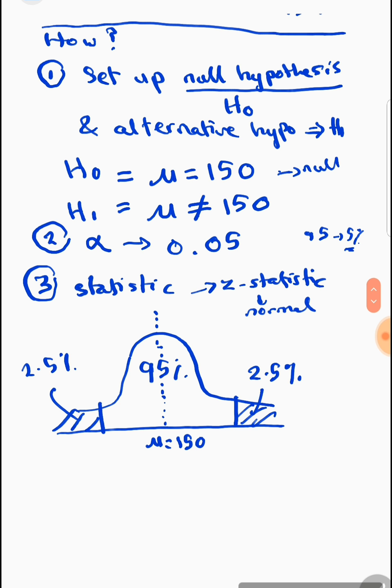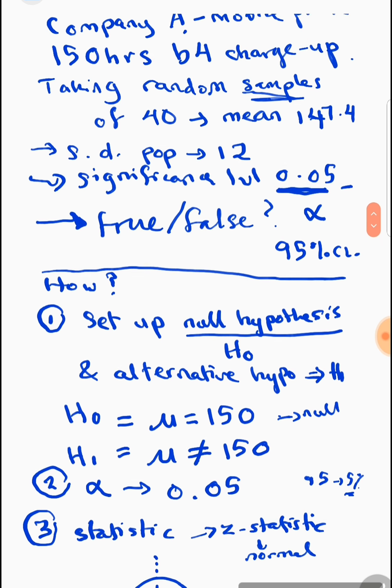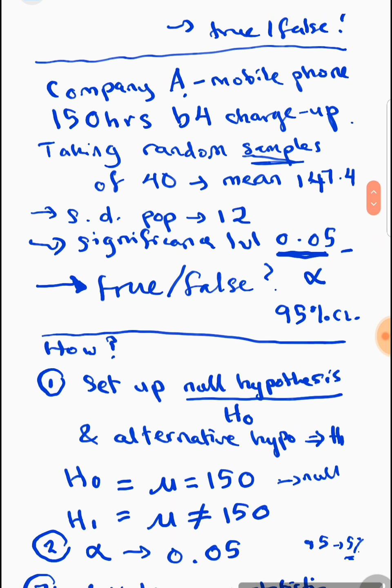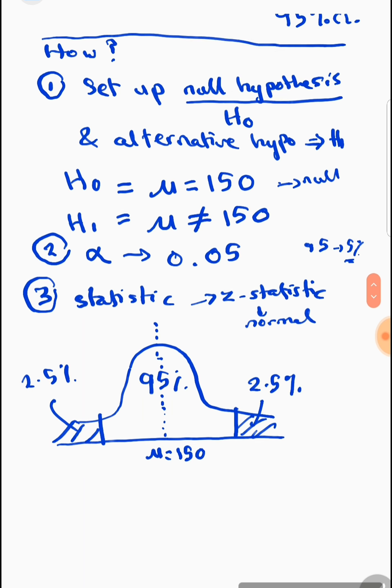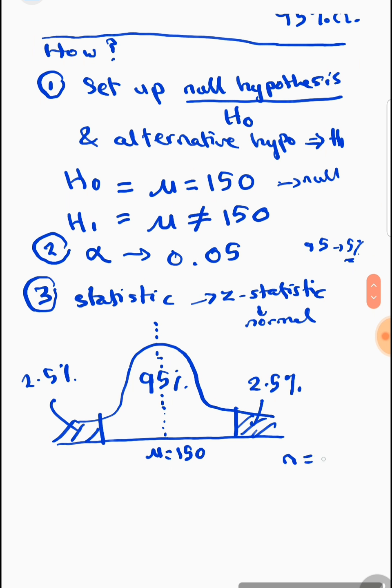And if you look at the previous question earlier, when we take a random sample, you see that the random sample of 40 has its mean of 147.4. So I'm just going to really quickly write it down here. I have my n, the random sample of 40, right? And then my mean is 147.4, isn't it?